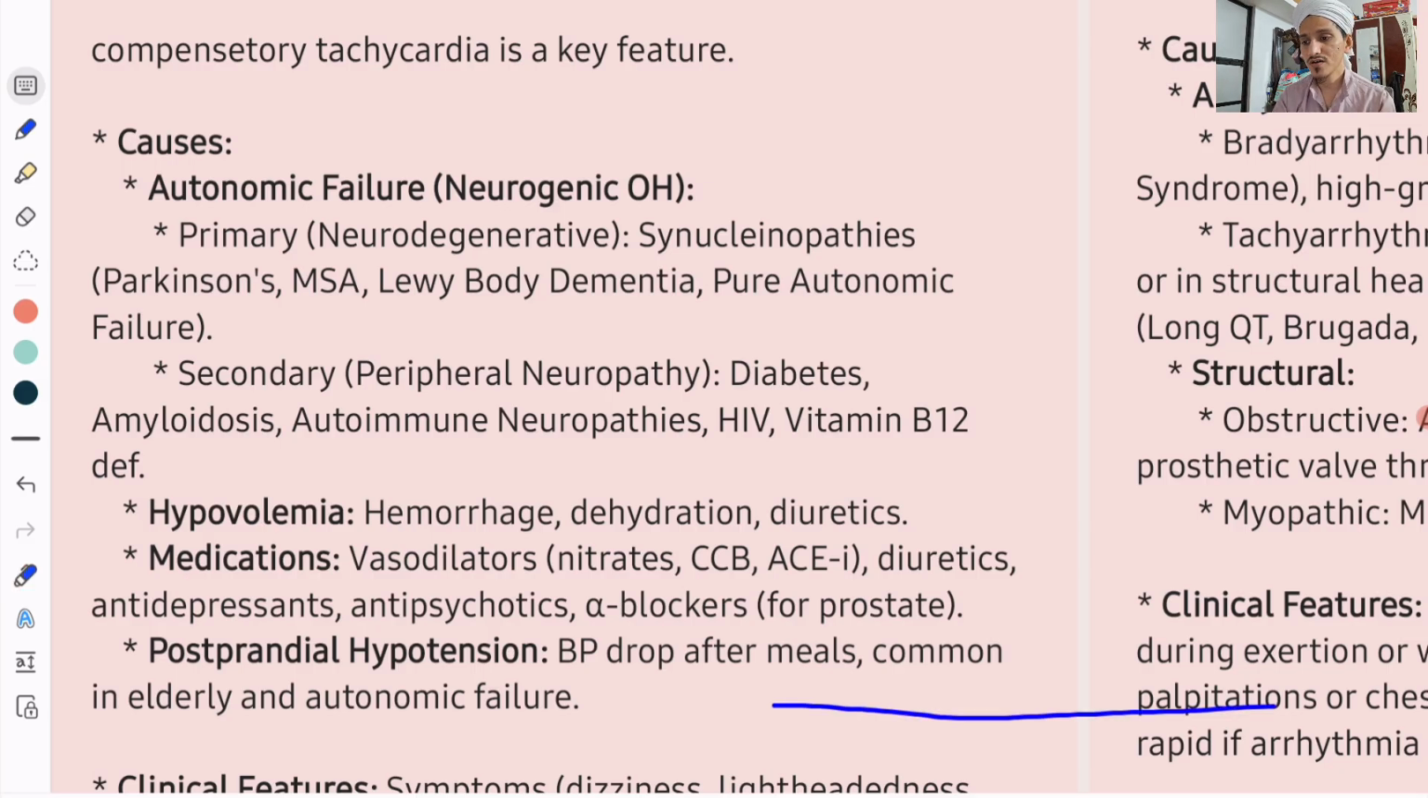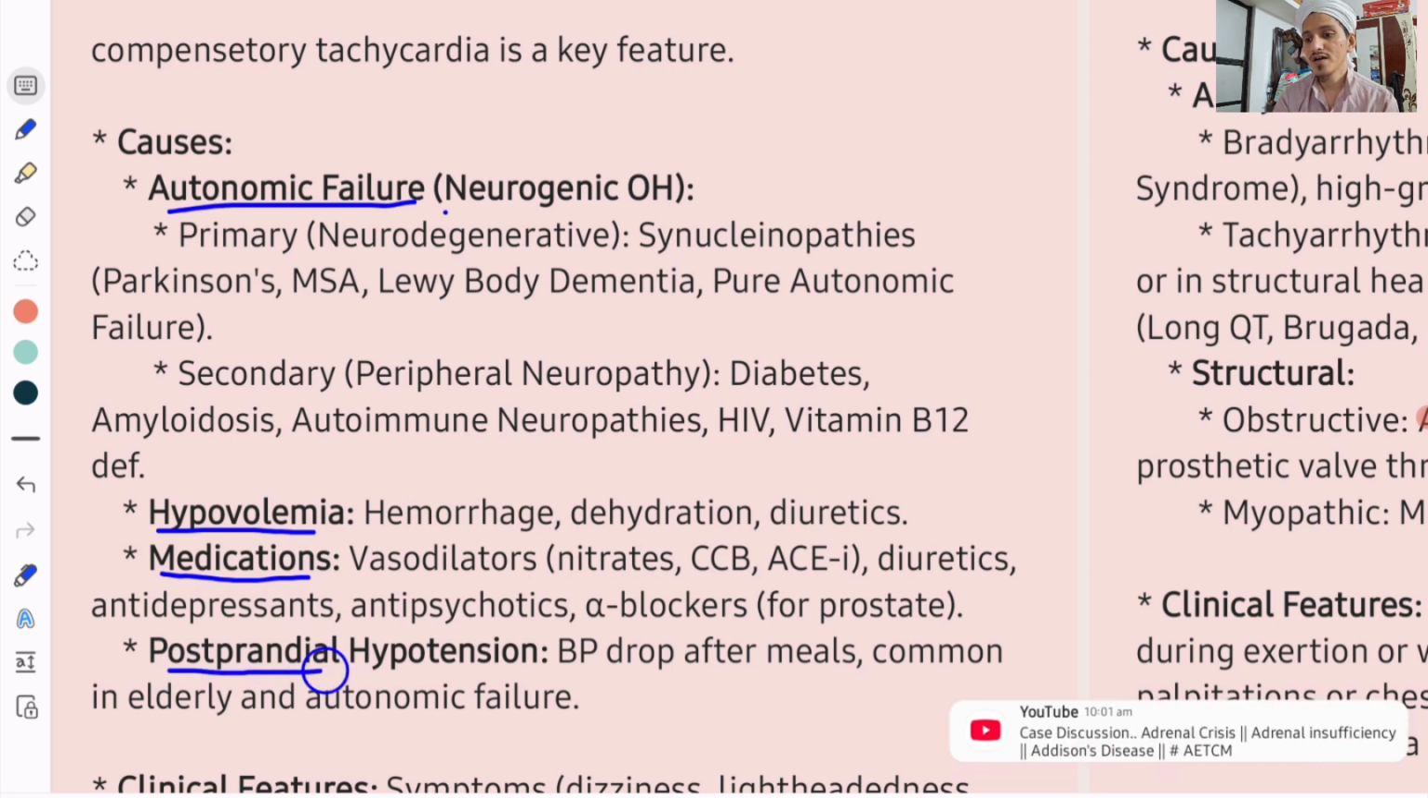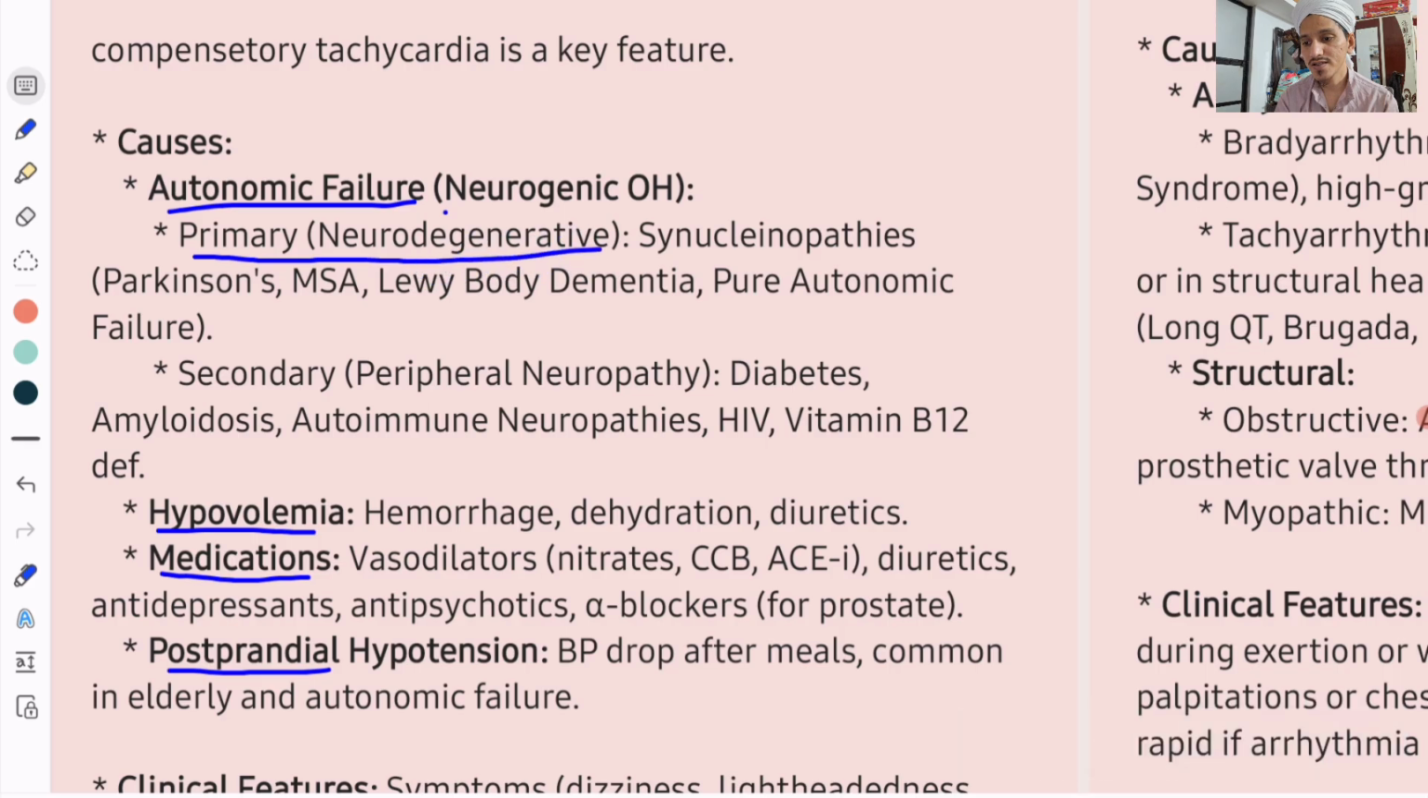The causes can be neurogenic, meaning number one is autonomic failure. Number two is hypovolemia. Number three is medications. Number four is postprandial. Autonomic failure can be primary due to neurodegenerative disease, like Parkinson's disease, and secondary failure can be due to peripheral neuropathy, which you can see commonly in diabetes. Commonly diabetes, and here it is commonly Parkinson's disease.